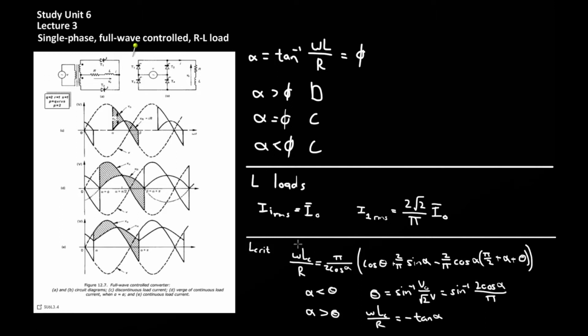This inductance in general terms is given by this long expression here, which I'm not going to read out, but there is an angle theta, which is the critical angle, equal to arc sine of V0 divided by root 2V, which is equal to arc sine of 2 cos alpha over pi. If alpha is less than theta, then the critical inductance is given by this long expression, but if alpha is larger than theta, then this can be simplified into the expression over here, because alpha is simply substituted for theta in this trigonometric expression over here.